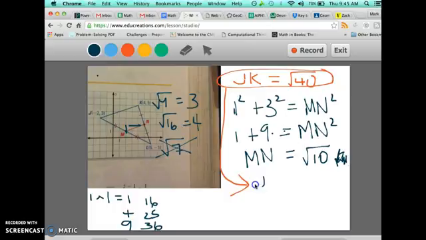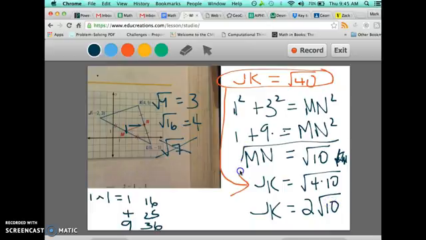Yeah, square root of 40 equals square root of 4 times 10. And so we can take that square root of 4 and make it 2. But we leave the 10 inside because that's not perfect. So if MN is root 10 and JK is 2 times root 10, then we've showed that MN is half of JK. Because if you multiply MN by 2, you get JK.